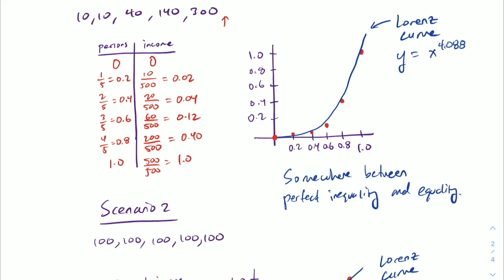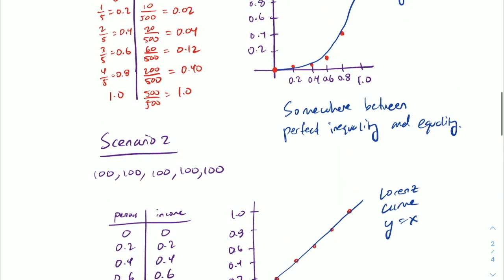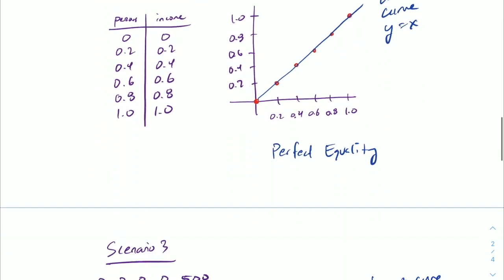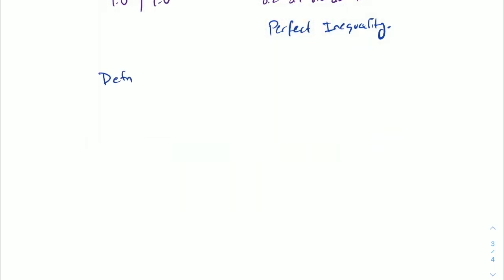So what we want is a coefficient, a number that tells us quickly which of these scenarios we're in, or where in the middle we are if we're somewhere in between. And that special coefficient is called the Gini coefficient. So let me define the Gini coefficient. The Gini coefficient measures inequality.